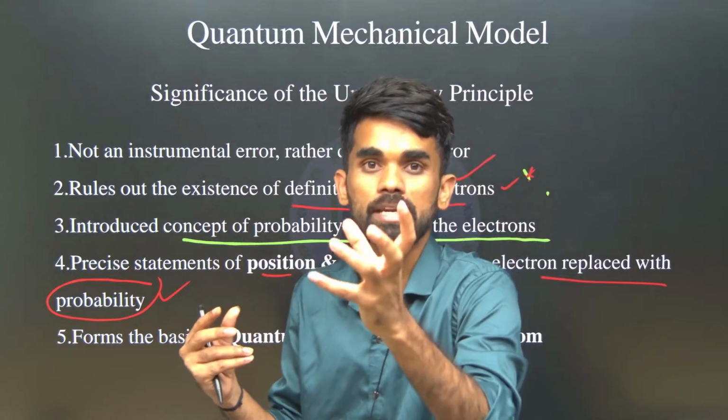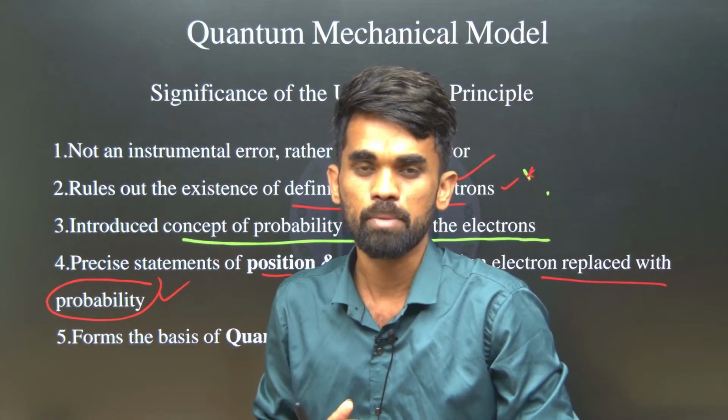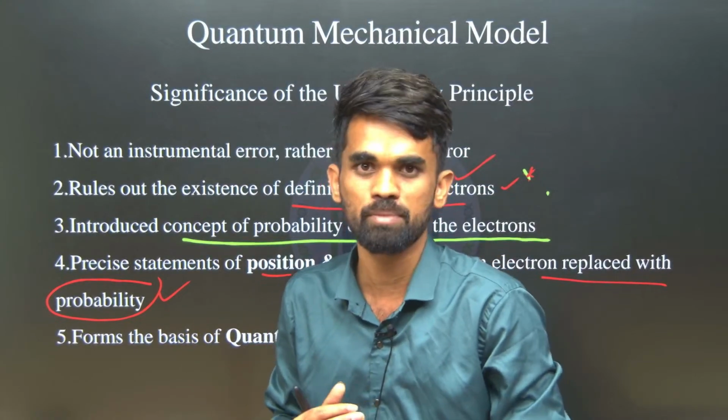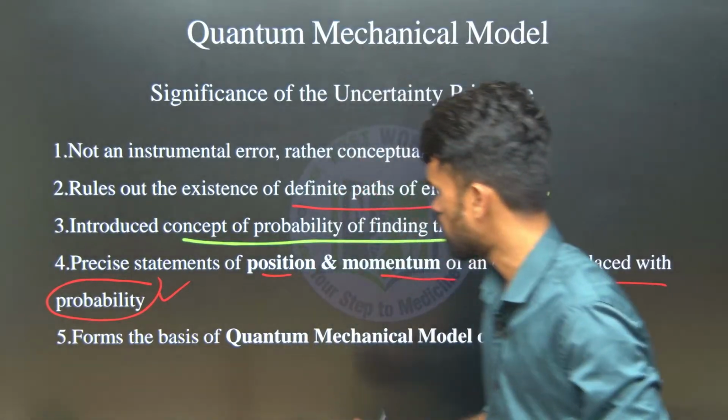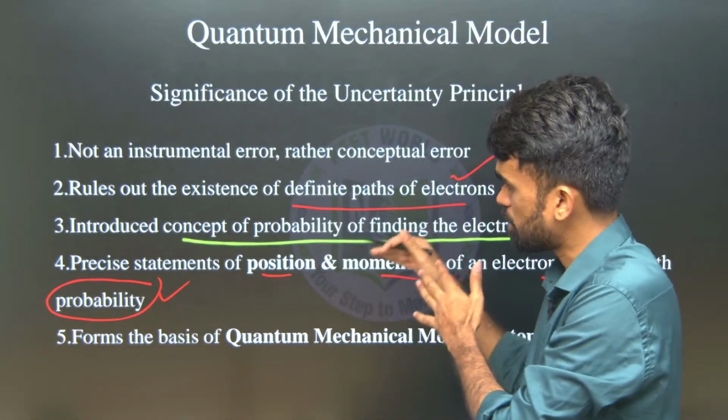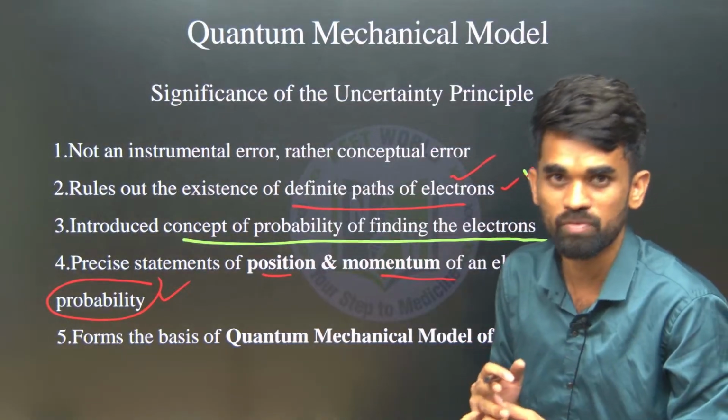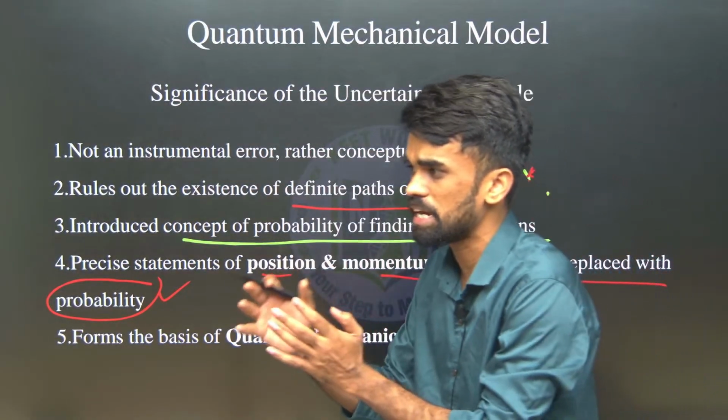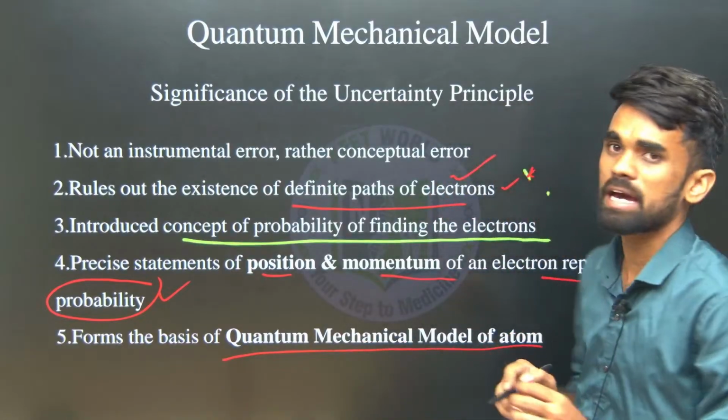This is a three-dimensional space around the nucleus, and the probability of finding an electron is maximum in that region. Statements like these are the basis of the quantum mechanical model.